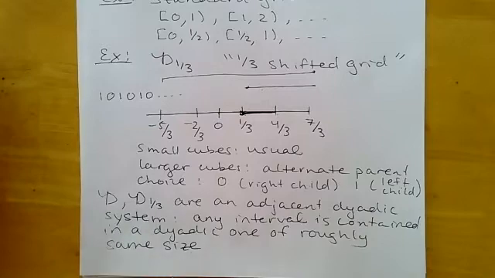So when you combine these 2 grids, any interval at all, it doesn't have to be dyadic, is going to be contained in a dyadic one from either D or D 1/3 of roughly the same size. And moreover, to be an adjacent dyadic system, the number of grids will be minimal such that you have this property. So this property is sometimes termed May's lemma.